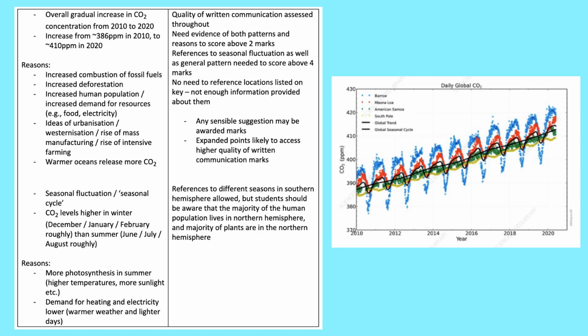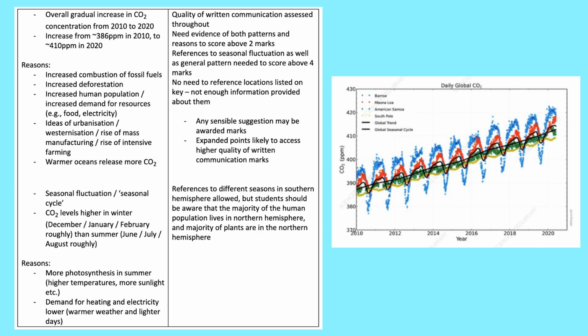So the first thing you should do whenever you see this sort of question is explicitly look and state the overall general pattern. And we can see that the general pattern here is that there's an overall gradual increase in CO2 concentration from 2010 to 2020. You can get extra marks if you quote specific figures, so you could say something like it increases from 386 parts per million in 2010 to around 410 parts per million in 2020.